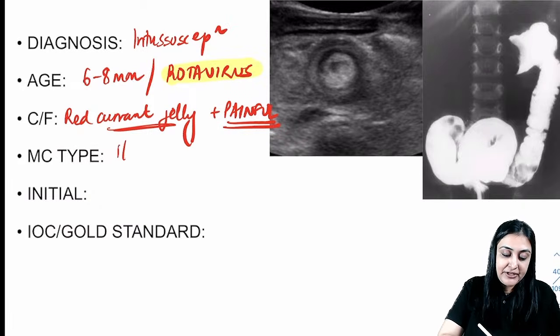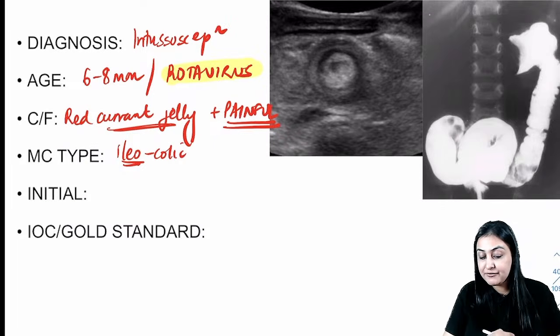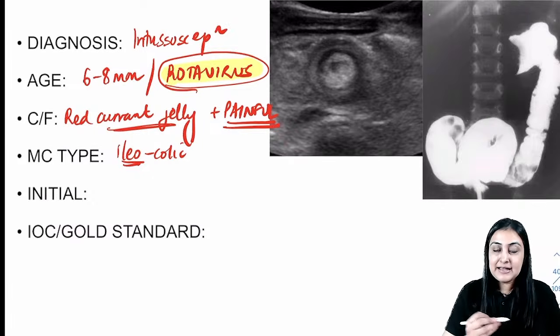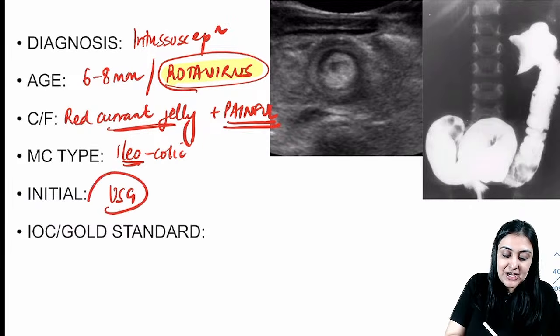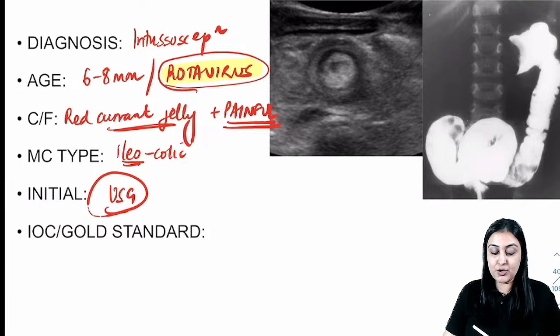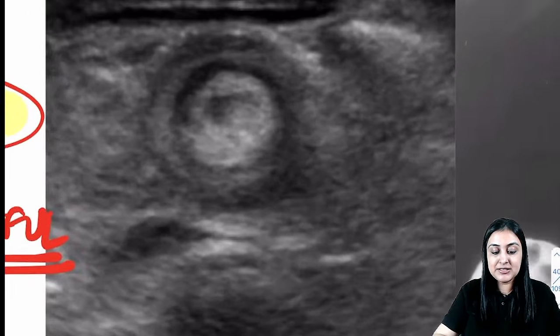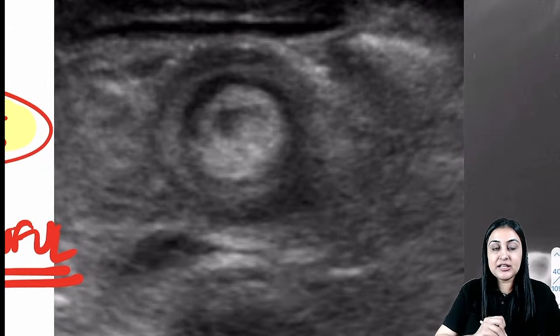Most common type of intussusception, ileocolic type, because in the ileum you have the Peyer's patches which are hypertrophic because of rotavirus. इसीलिए ileum goes into colon. Initial investigation, बच्चा है, radiation नहीं देना, ultrasound. Ultrasound will show you this one bowel into the other. Can you see this? कि एक bowel है जिसके अंदर ये दूसरा bowel है.